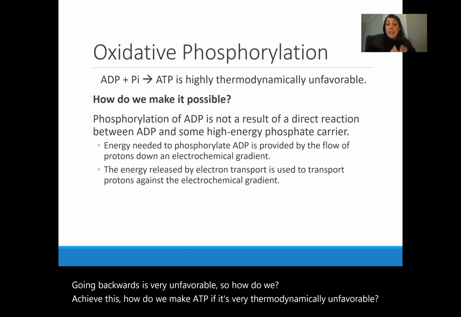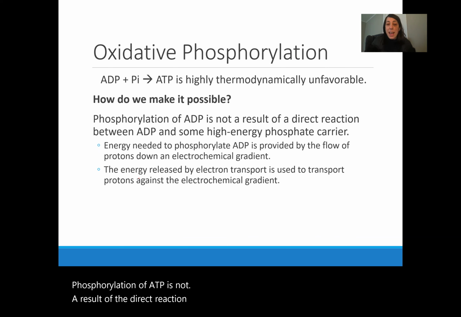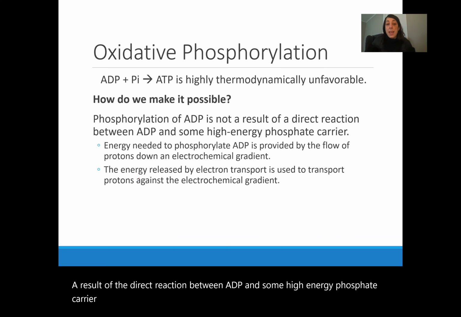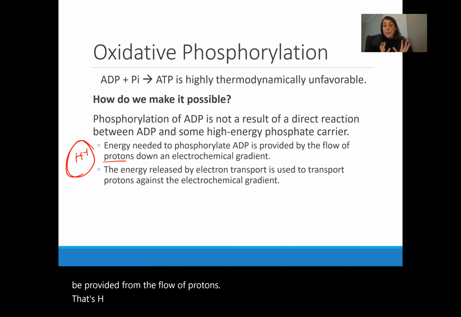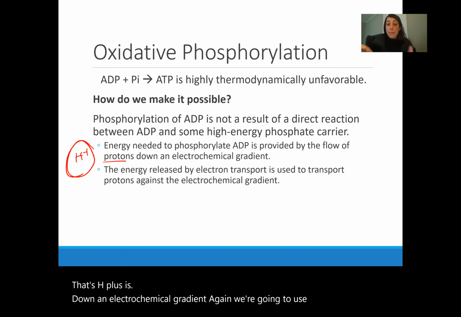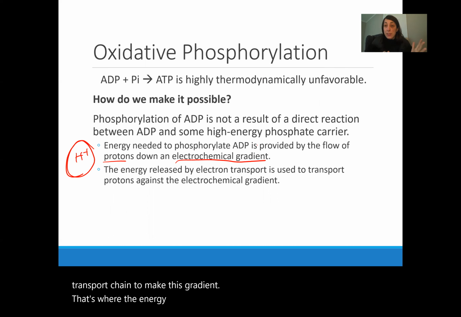Phosphorylation of ADP is not a result of the direct reaction between ADP and some high energy phosphate carrier. So the energy needed to phosphorylate ADP is going to be provided from the flow of protons, that's H pluses, down an electrochemical gradient. Again, we're going to use the electron transport chain to make this gradient. That's where the energy is coming from. It's literally coming from the flow down a gradient.